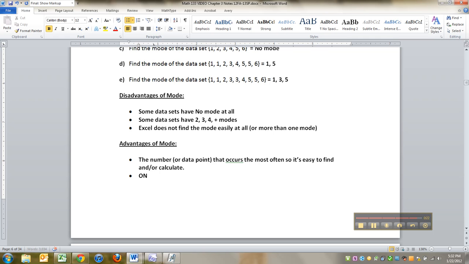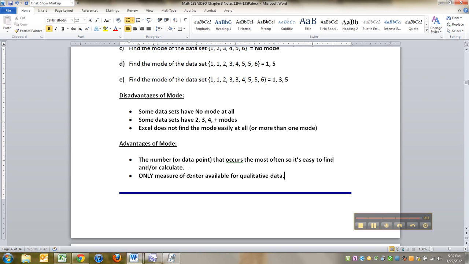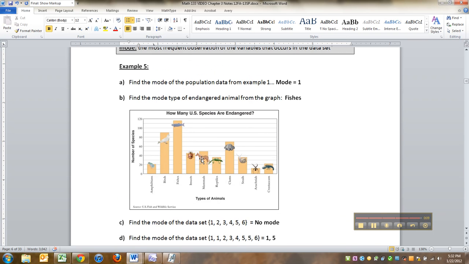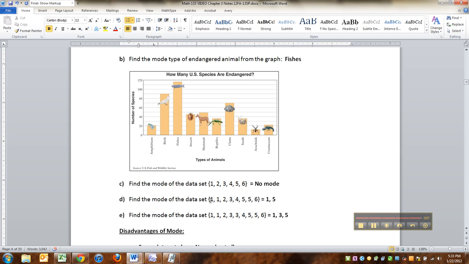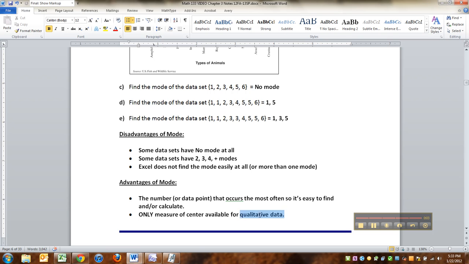But it's the only measure of center available for qualitative data. You have to have a mode. Because if your data is qualitative, i.e. categories like these fishes and stuff, mode's all you got. You can't add them up and divide like you can with a mean. So if it's qualitative data, you have to have mode. So there you go, we're done.